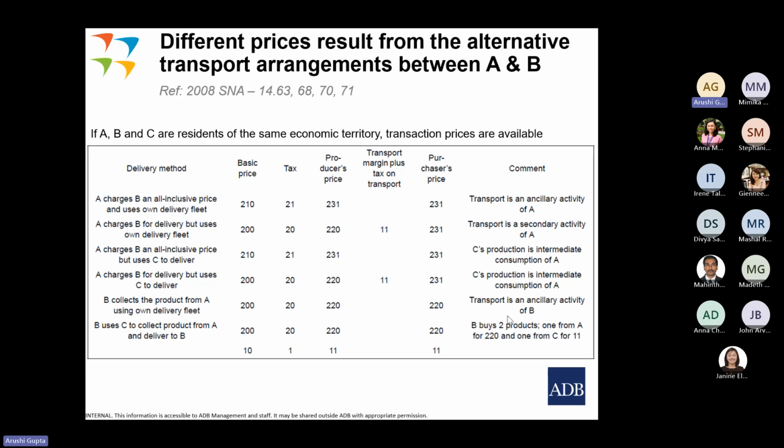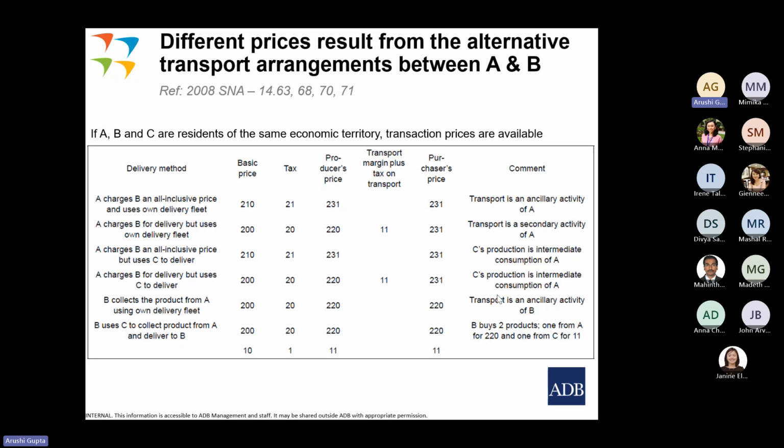The rationale behind these different recordings is that the point when change of ownership occurs is different under different scenarios. If A agrees or is obliged to provide transport to B, even for a charge, then change of ownership takes place when the product is delivered to B's factory. That is in the first two cases. If B agrees or is obliged to arrange delivery for itself, then change of ownership takes place when the product leaves A's factory. That is in the last two cases.